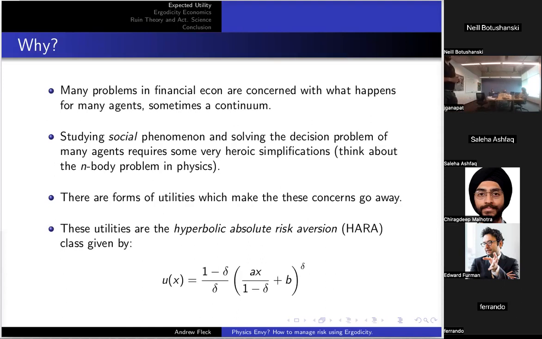One of the classes of utility that makes this work is the HARA utility, given here below. This delta is a measure of people's subjective risk preferences, how risk averse they are. The important thing about this one is it allows you to go through the kinds of problems I was talking about earlier. This simplifies things considerably. It contains things like exponentials, logarithms, powers, etc. And you can actually do the analysis in a way that you couldn't do before for many, many agents.